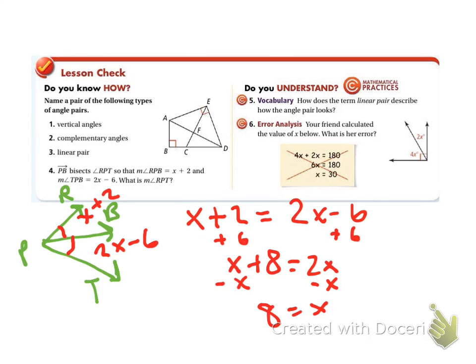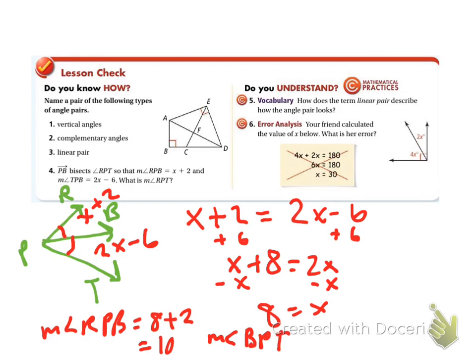And then they want to know what the measure of angle RPT is, so I need to plug in. So the measure of angle RPB is going to be 8 plus 2, which is 10. And the measure of angle BPT, since they're congruent, must also be 10. And so the whole thing, the measure of angle RPT must be 10 plus 10, which is 20.